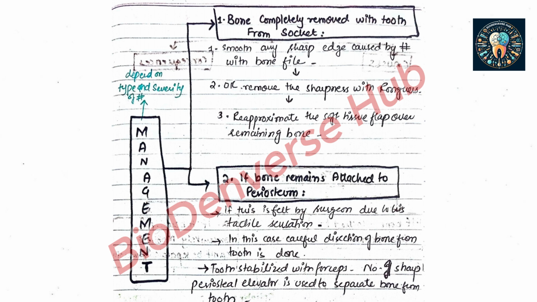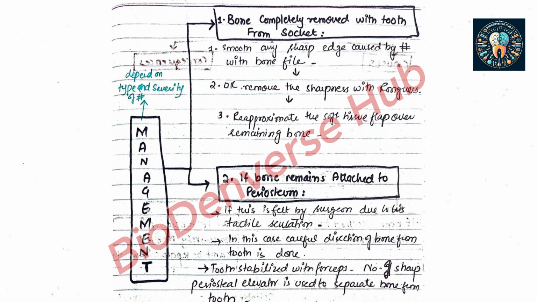So now we will be discussing the management of the fracture of the alveolar process. In the management, we have two situations. It depends upon the type and severity of the fracture. In the first case, if the bone is completely removed with the tooth from the socket, then you just have to smooth any sharp edges that were caused by the fracture with the bone file. After that, you could also remove the sharpness with the rongeurs. Then re-approximate the soft tissue flap over the remaining bone.